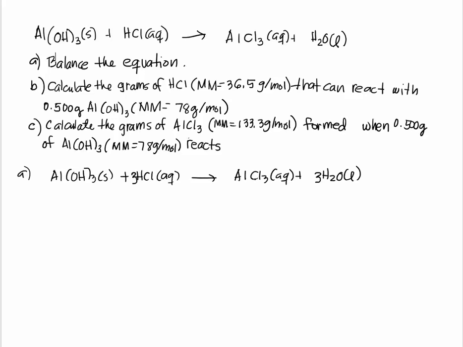1 Al left, 1 Al right. I have 3 oxygens on the left, 3 oxygens on the right. I have 3 plus 3, 6 hydrogens on the left. I have 3 times 2, 6 hydrogens on the right. I have 3 Cl's on the left, 3 Cl's on the right. And we do have a balanced equation.